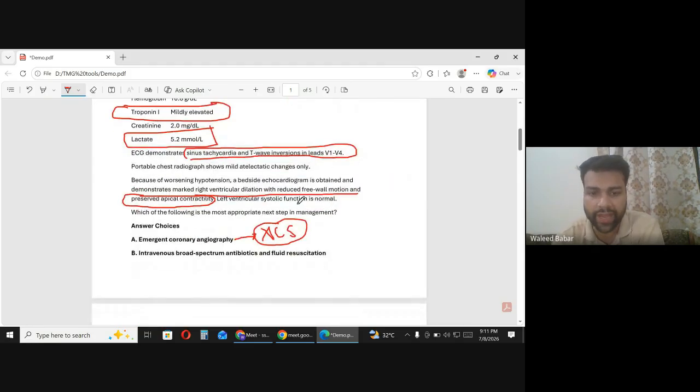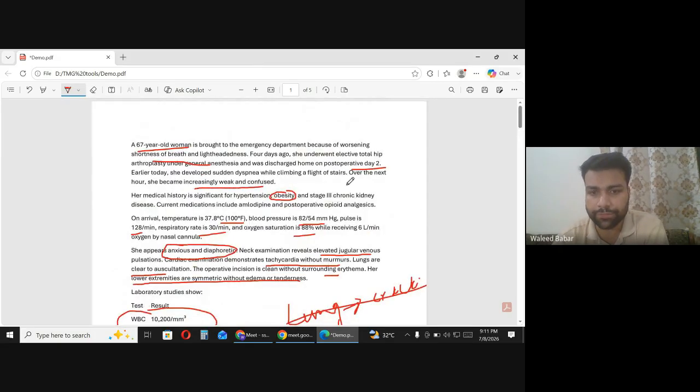Another important hint why it's not acute coronary syndrome, because on echocardiography, the left ventricular systolic function is normal. And another important hint is the preserved apical contractility and T-wave inversion in leads V1 to V4, not ST segment elevation or depression. Right? Now, one can say that this can be unstable angina, but unstable angina would have chest pain. We can see that the patient is not suffering from chest pain.